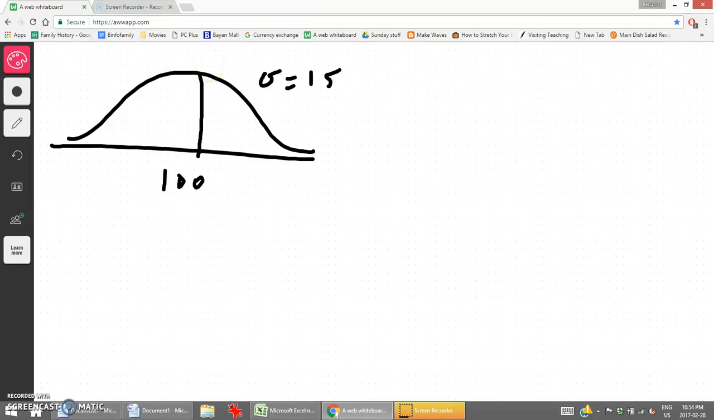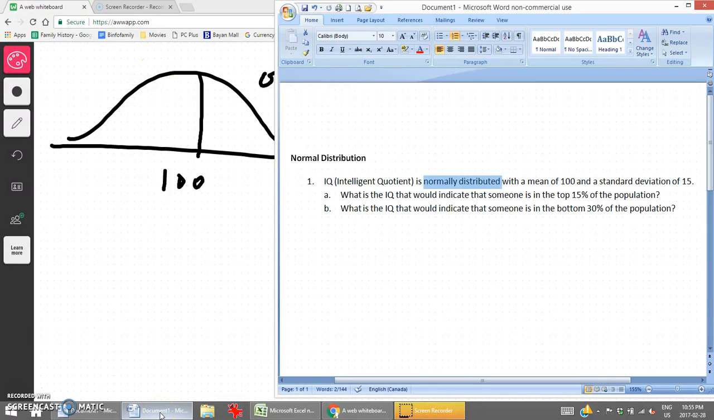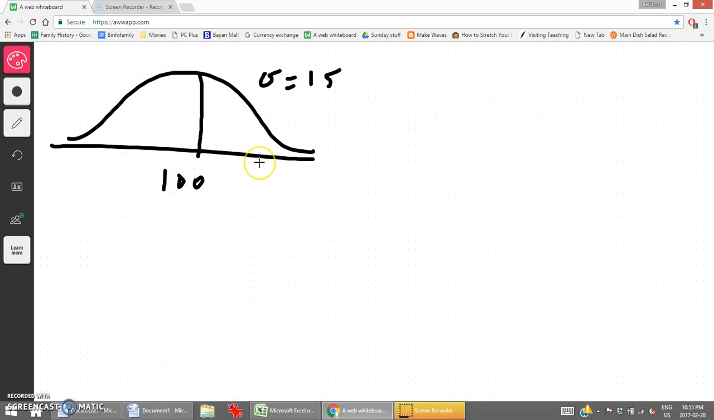The question asks what is the value that would indicate that someone is in the top 10% of the population. Top 15% of the population, excuse me. So we're going to put that out right around there. There's 15%. A question like this is a backwards type question. So this area here is 15%. I'm going to put that as a decimal.